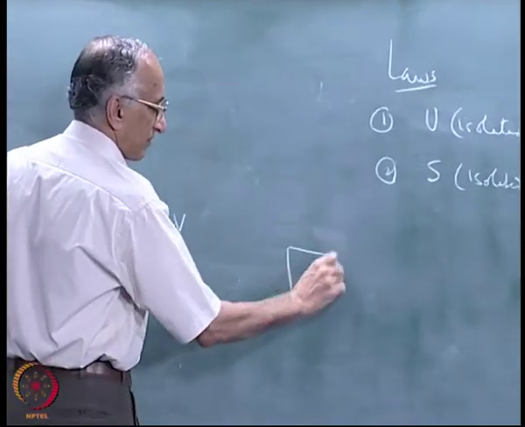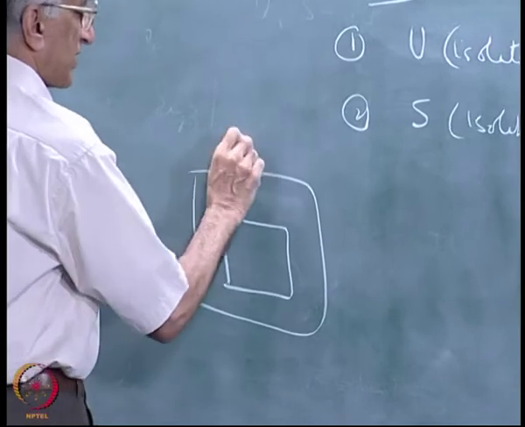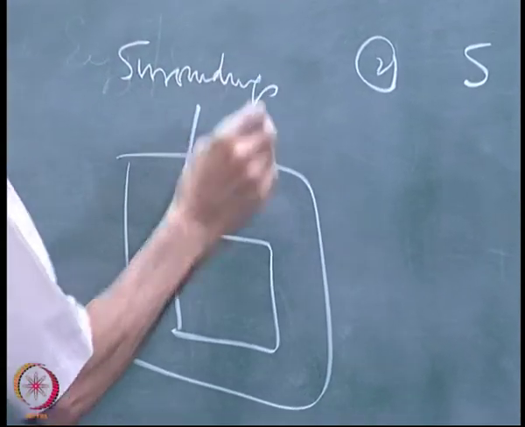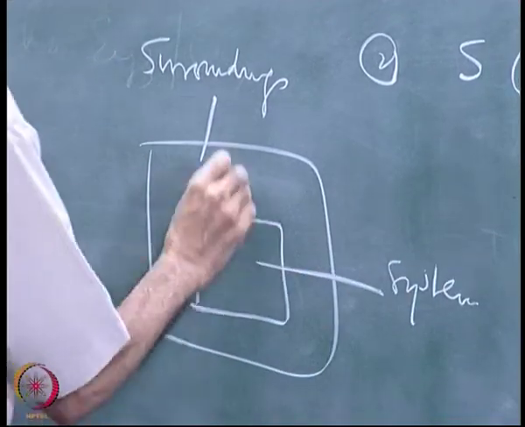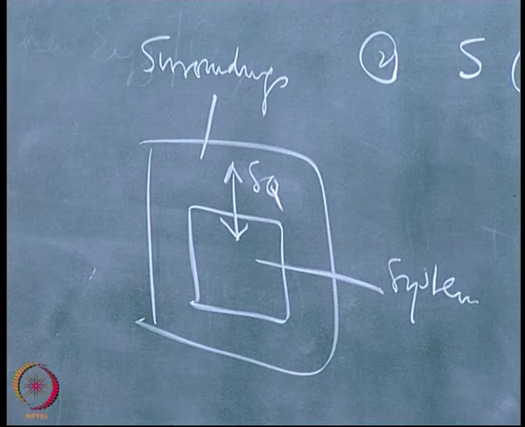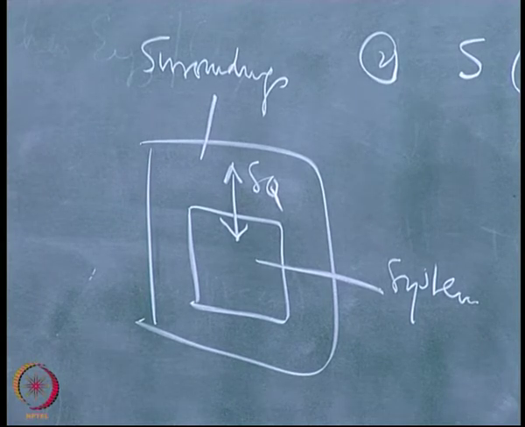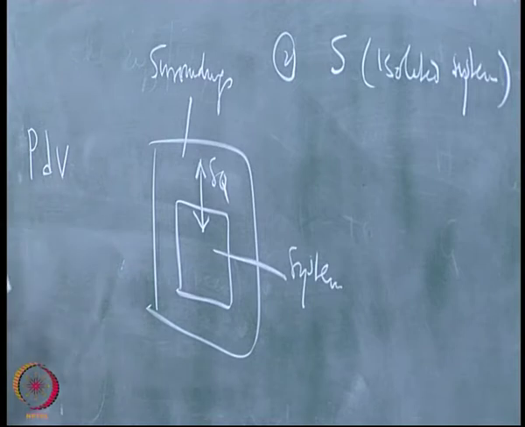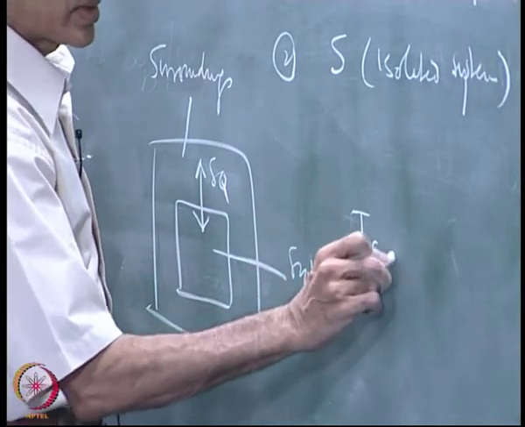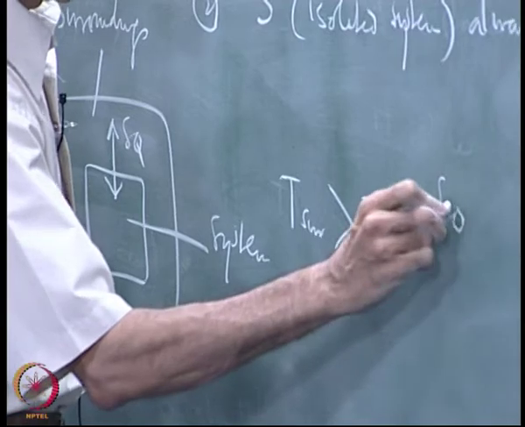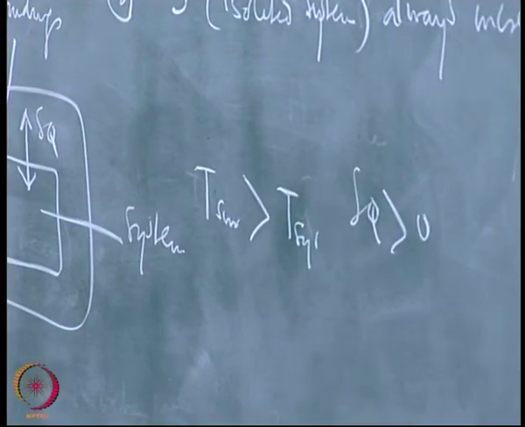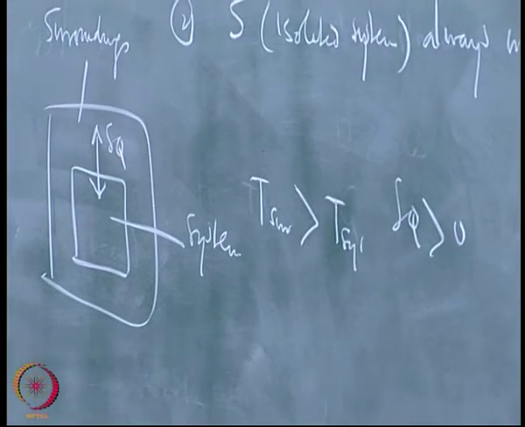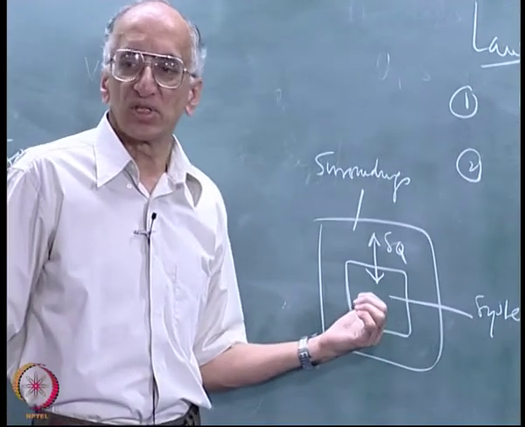Suppose I have a system and then I have surroundings. And I have an exchange of heat between the system and the surroundings. Now if the heat is coming into the system, the surrounding temperature has to be higher than the system temperature. So let me say T surroundings greater than T system, then delta Q is greater than 0. All the signs refer to the system of interest, not to the surroundings. So when I say delta Q greater than 0, that means the system absorbs heat.